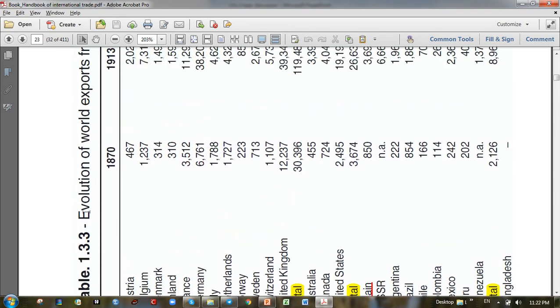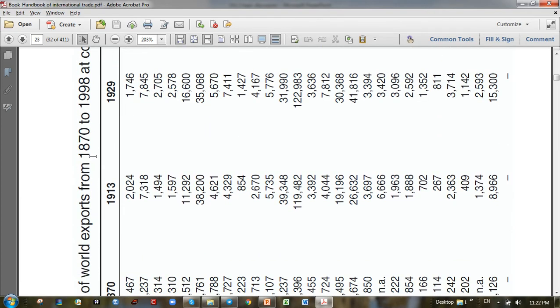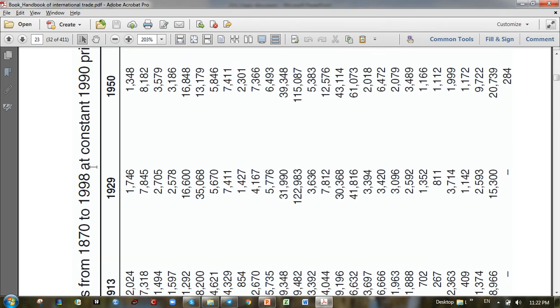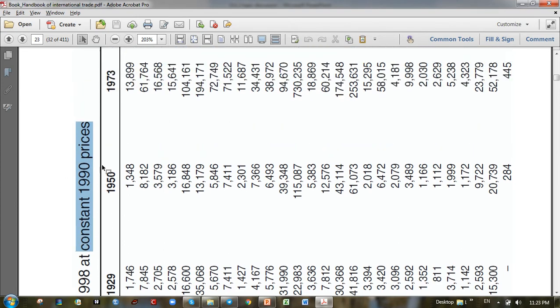1.3.3, evolution of world export from 1870 to 1998 at constant price of 1990 price. So this is talking about constant price of base year price, but they take 1990 as the base year price. That's why the price from the base year does not change, it should be constant.